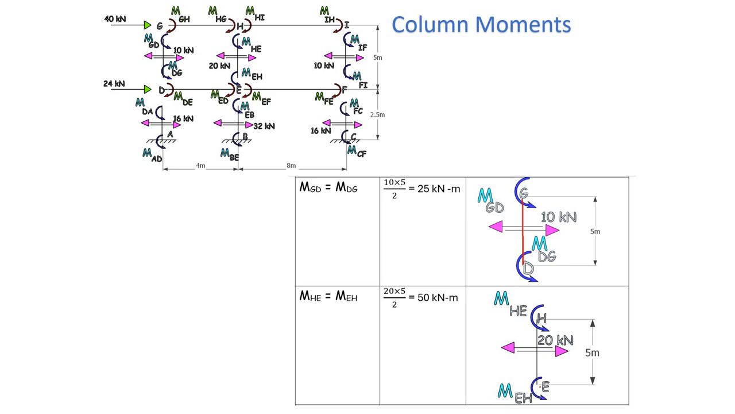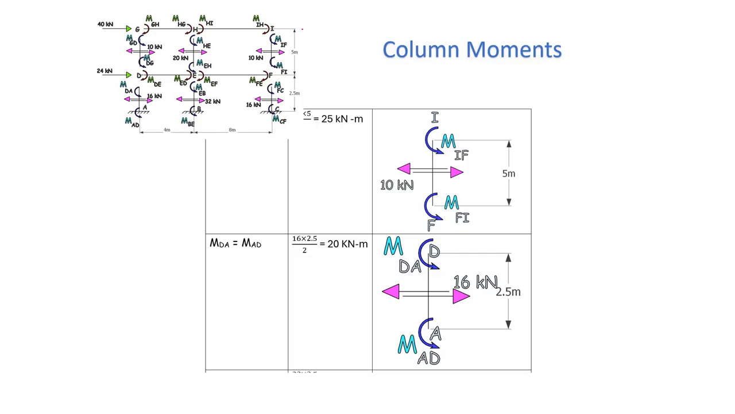Similarly for MHE, you take the column HE and 20 times 5 divided by 2, which gives you 50 kilonewton meters. Similarly, you take the columns IF and DA. For IF, you can see that the value of the moment is 10 multiplied by 5, that is the height of the column. The 10 is the shear divided by 2, which gives you 50 by 2 equal to 25 kilonewton meters. Similarly, if you take the column DA, MDA equals MJD.